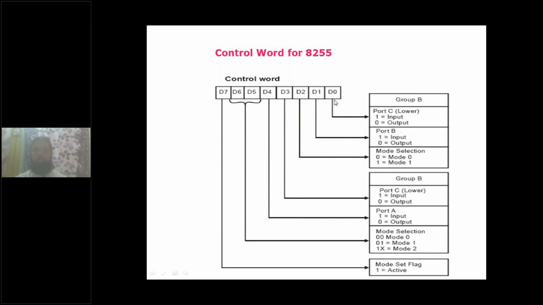And D0 indicates the mode of operation of port C upper. Actually this is port C lower, and this is port C upper. Okay. Port C upper and this is port C lower. So this is the configuration of the control word register in IO mode.